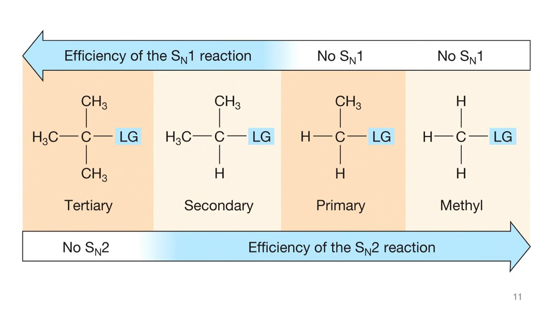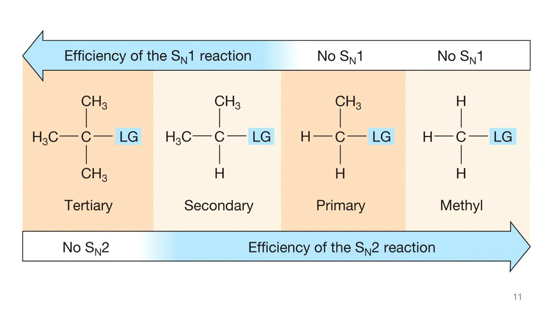So we can now compare SN1 and SN2 reactions. If we just focus on the organic substrate that bears the leaving group, we can divide up our substrates into four categories. Tertiary substrates, where the leaving group is attached to a tertiary carbon. Secondary substrates, where the leaving group is attached to a secondary carbon. Primary substrates, where the leaving group is attached to a primary carbon. And methyl substrates, which are their own thing.